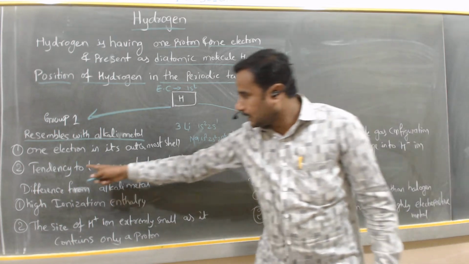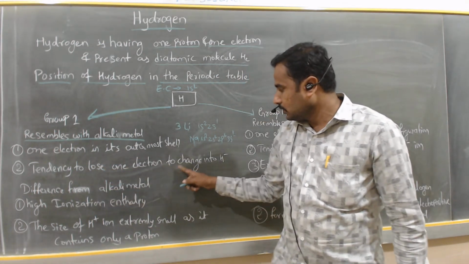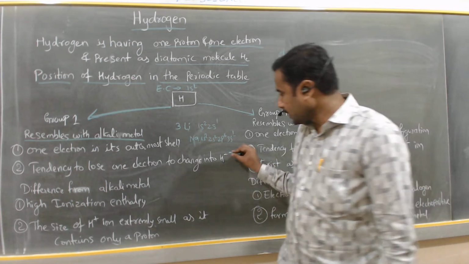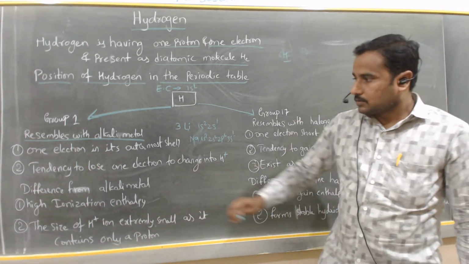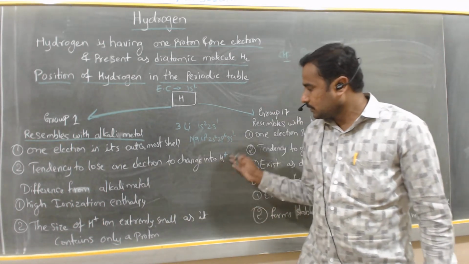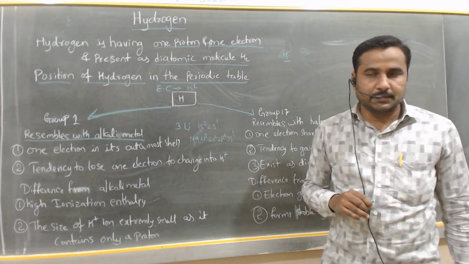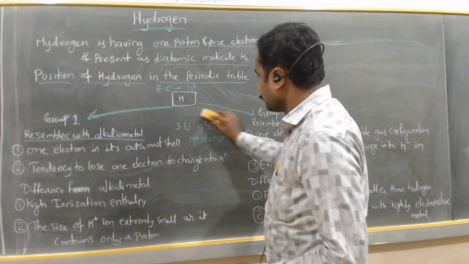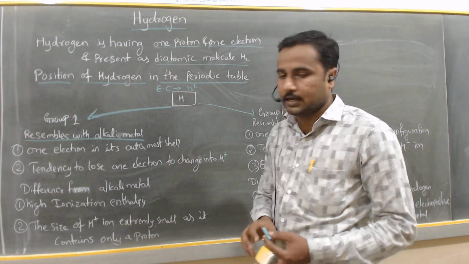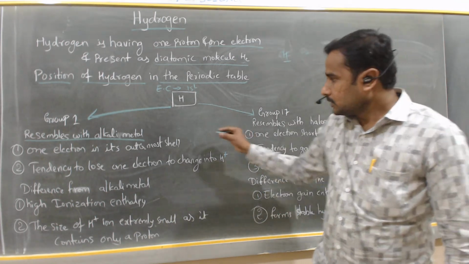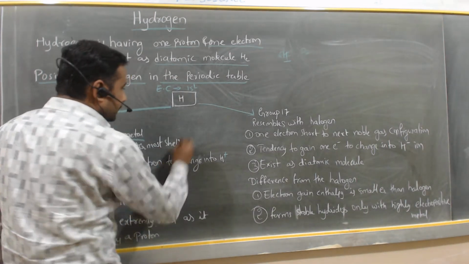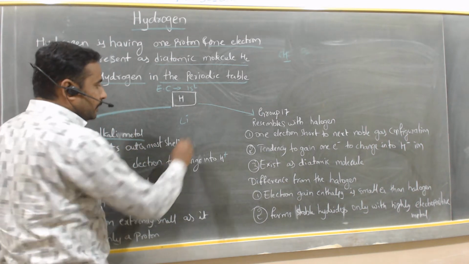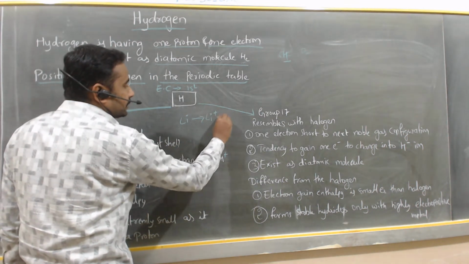Next, the tendency to lose 1 electron to change into H plus ions. Sorry, here you have to write H plus ions. What does H plus ion mean? When hydrogen loses 1 electron, it becomes H plus. Among the alkali metals, lithium, sodium: when lithium loses 1 electron, it becomes Li plus.